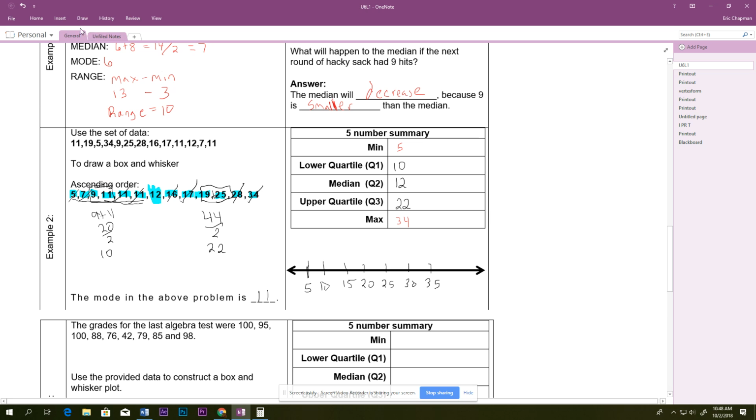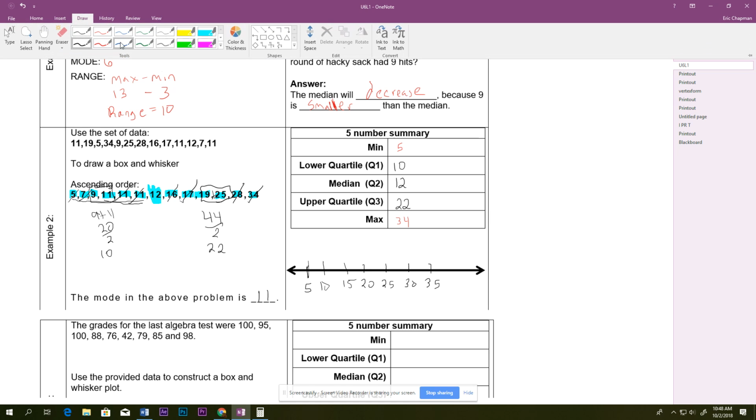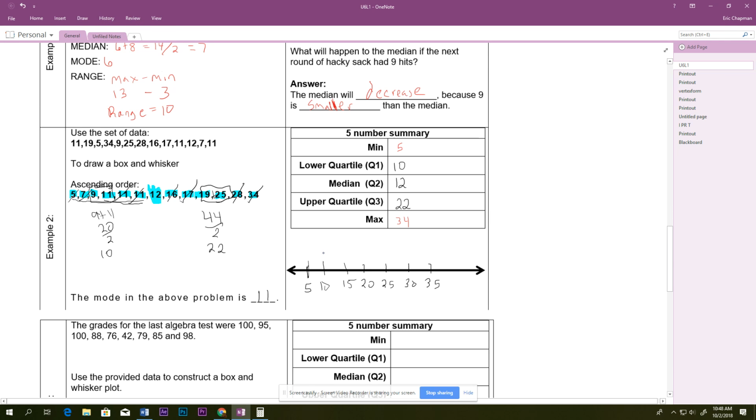All right, so let us now plot our 5-number summary. Our min is at 5, so I'm doing it above the line. And our max is 34, so it's going to be a little bit before 35. And then our median is at 12. So that is right here in between 10 and 15 about. All right, then we have our quartile 1 at 10, and our quartile 3 is at 22, so that's just in between 22 and 25.